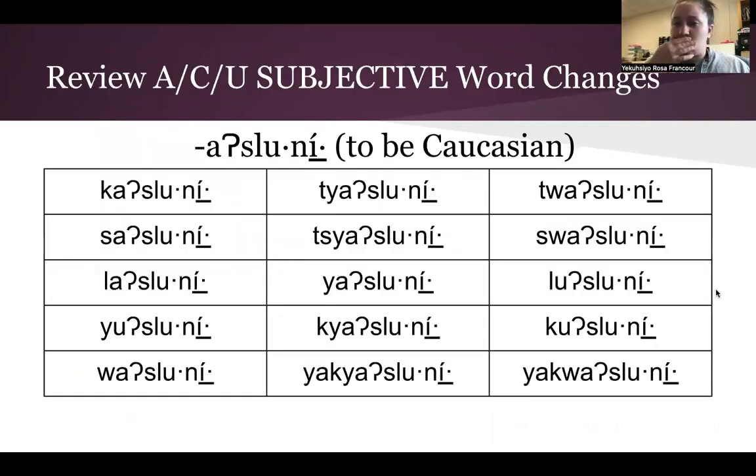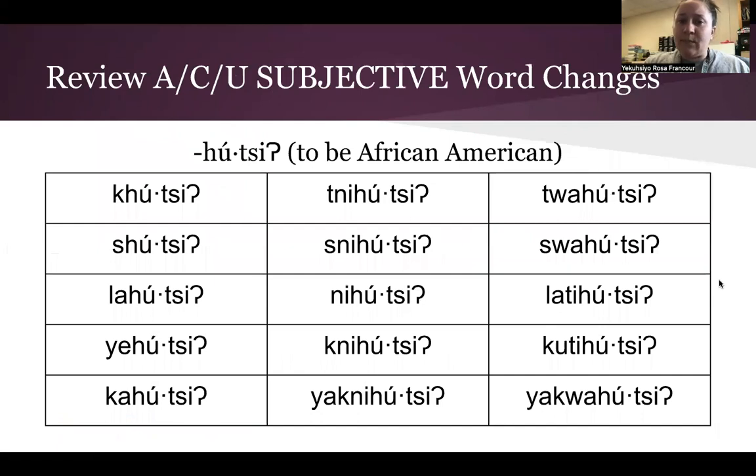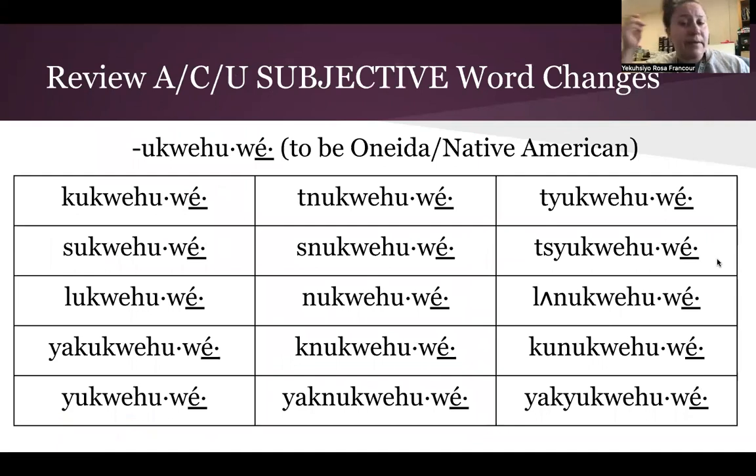That's it. Okay. So these were all of the ones we covered: azlun to be white or Caucasian, hunji to be African American or Black, and then we had ungwehu to be Oneida or Native American. All right, so those are our very simple verb conjugations for this section. We only used A, C, and U stem verbs, and this section was called the 3 races of man. We use them because all of these 3 verbs only change subjectively, which means that we only used subjective pronouns. So pretty easy, pretty simple here.